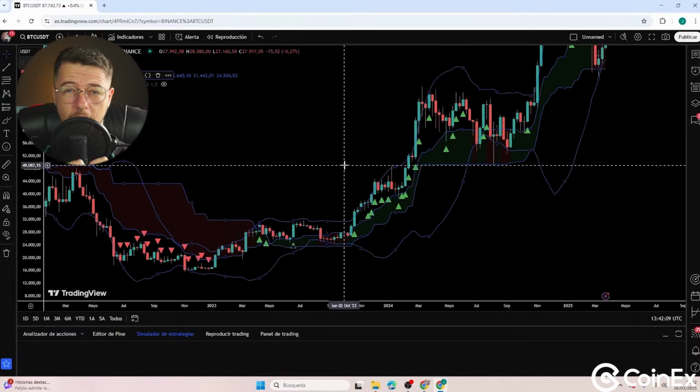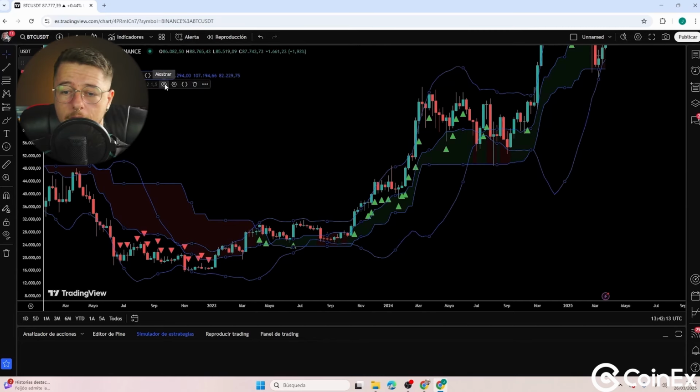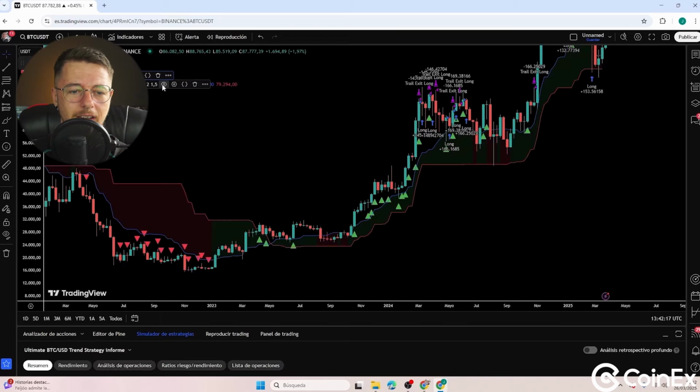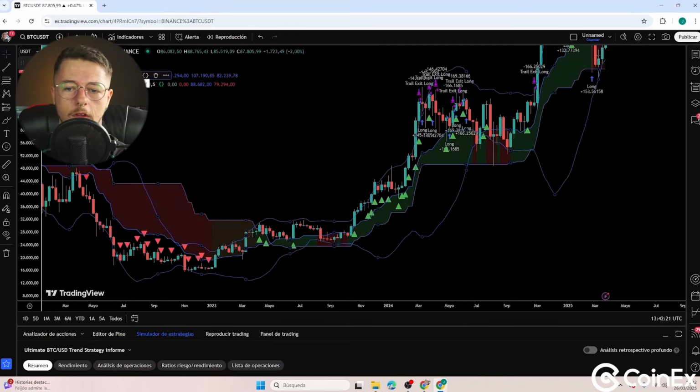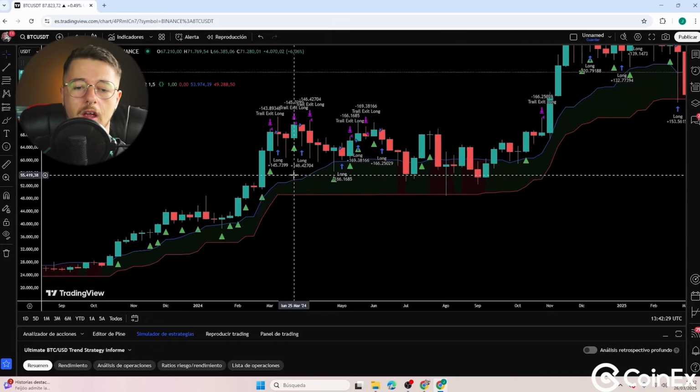Obviously, I've pasted the code here, and ladies and gentlemen, look at these results. If I activate it, we can see that the indicator is exactly the same, okay? But obviously it's a bit changed. We don't have the upper bands, but it's still using the same indicator. And as you can see, we have all our long and short trades.